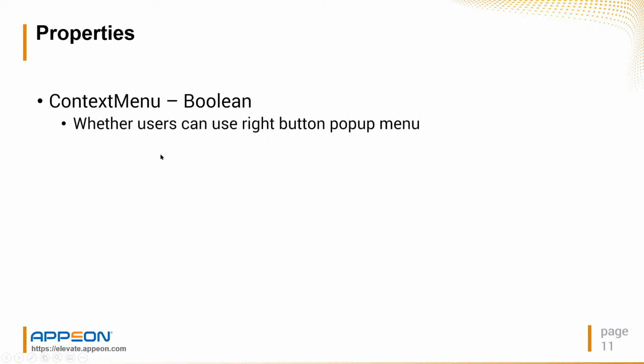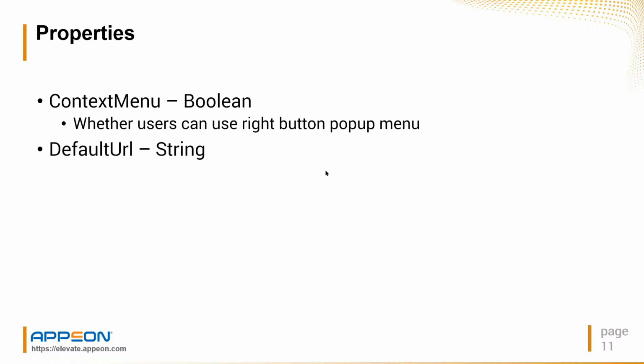Okay, let's look at some more of the properties. A context menu. What that means is on many web pages you can right-click and you'll see something like View Page Source. You may see some other options there. If this is set to true, then the user can do that. If this is set to false, then the users can't right-click in the, well, they can right-click, but they won't get a menu.